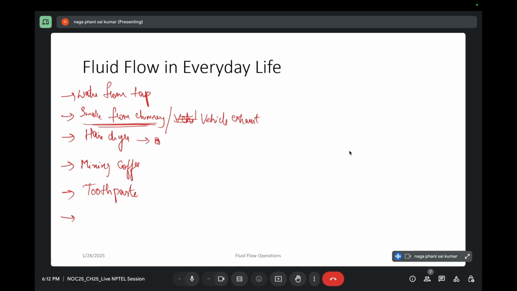We see many examples, right? Evaporation of water in cooling tower. Yeah, this is also an example of fluid flow. And when blood is flowing in your veins, that is also an example of fluid flow, right? Blood flow. This also comes under fluid flow, right? Anything else?